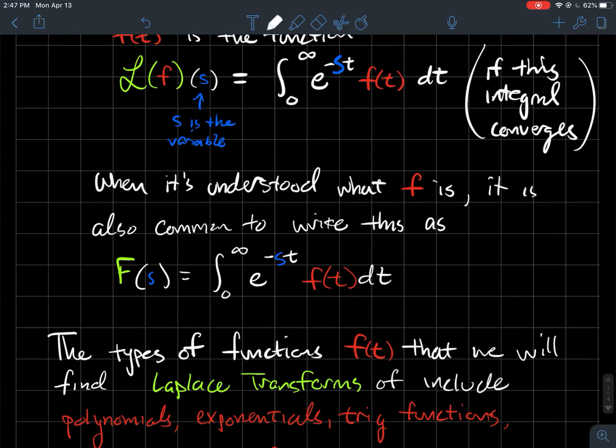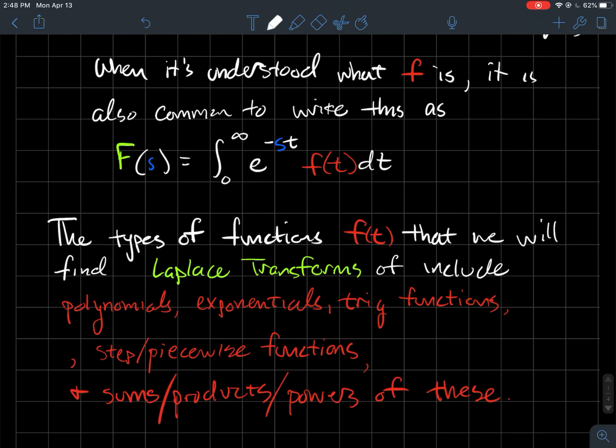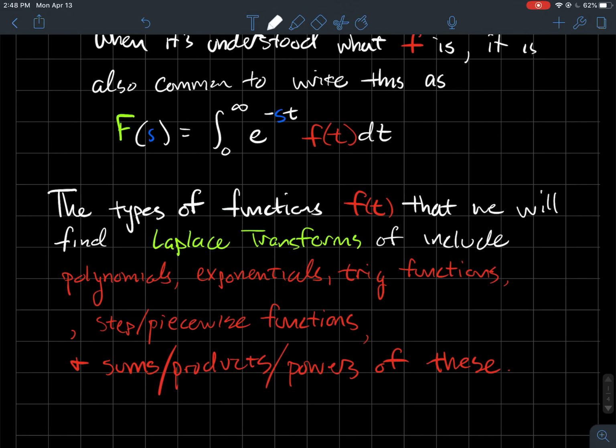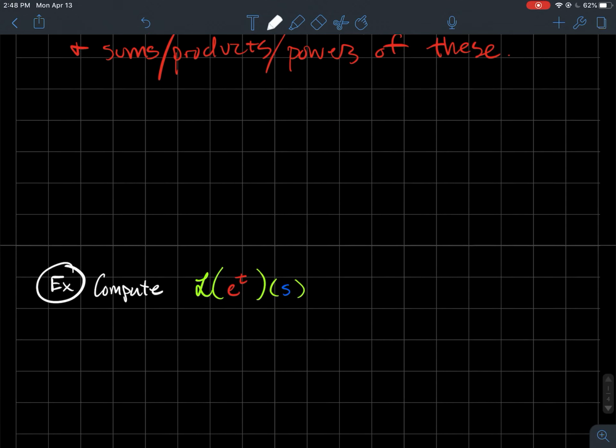Now, what I was saying a minute ago, the types of functions that little f will be, that we'll take the Laplace transform of, in other words, they'll typically be polynomials, exponentials, trig functions, and hyperbolic trig functions too. Stepwise or piecewise functions, which I'll mention in a different video, and then any sum, product, or power of these. We'll look at how we can try to do those. So let's try to do one of these.